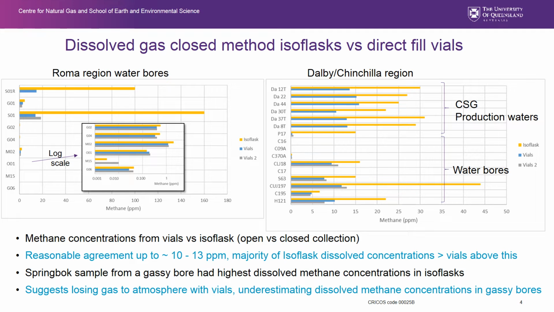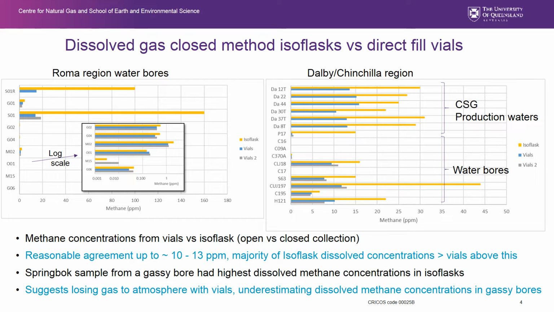Here we're showing the dissolved gas concentrations from the isoflasks and the direct fill vials. In yellow we can see the isoflasks, and in blue and grey the vials, where we had different sets. On the left we've got the results for the Roma region, and we get a reasonable agreement up to around 10 ppm, but above this the majority of concentrations measured by the isoflasks are much greater than from the vials.